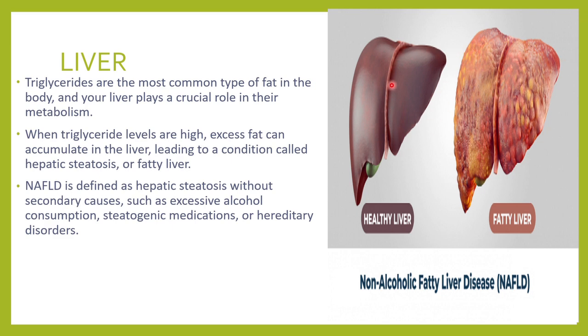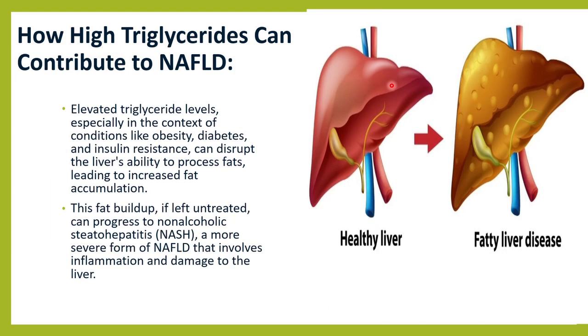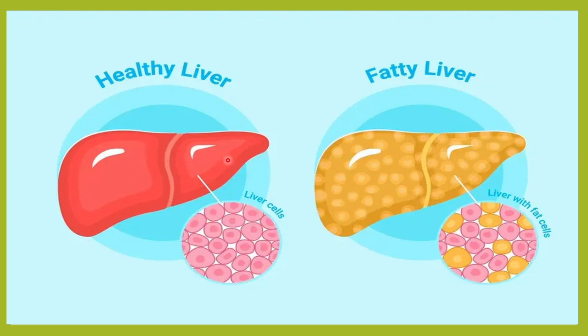This is a normal sponge-like healthy liver. So how will TG contribute to non-alcoholic fatty liver disease? TG, especially in the context of other risk factors like obesity, diabetes, and insulin resistance, will affect the liver's ability to process fat, and that can cause dyslipidemia. And this fat buildup, if it is not treated, can lead to inflammation and damage the liver. So this is a healthy liver and this is the liver with increased fat cells.